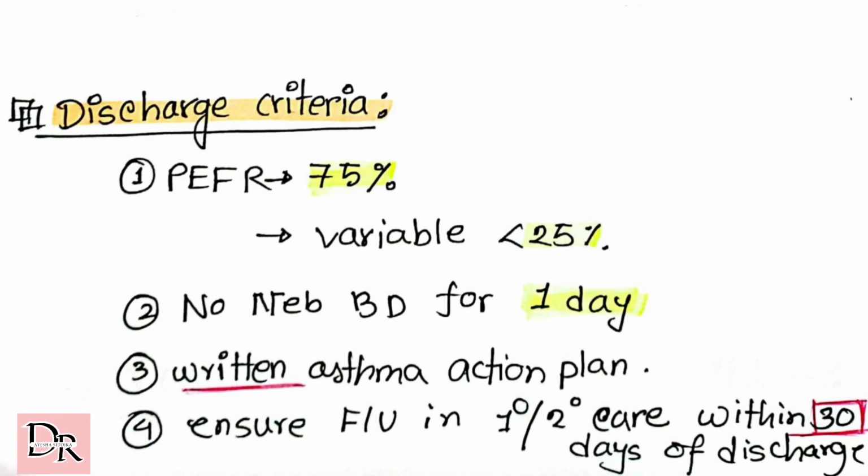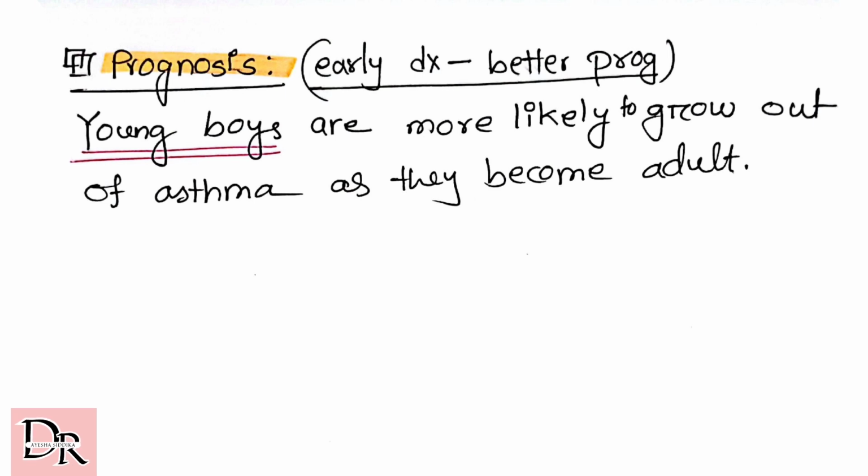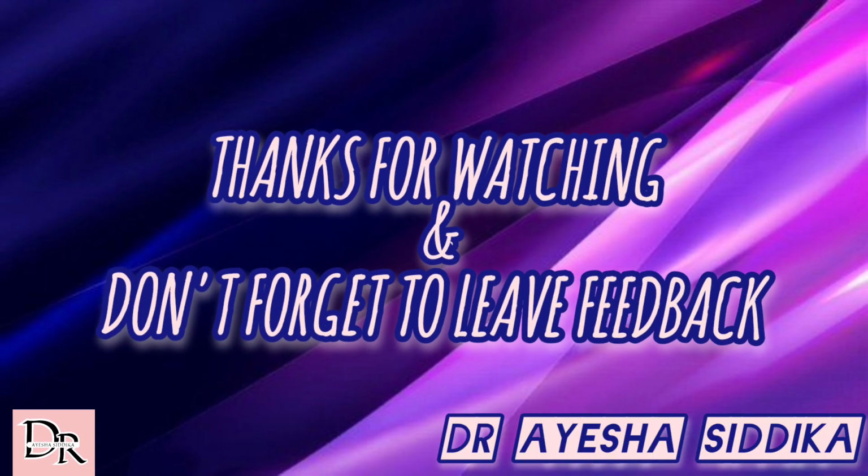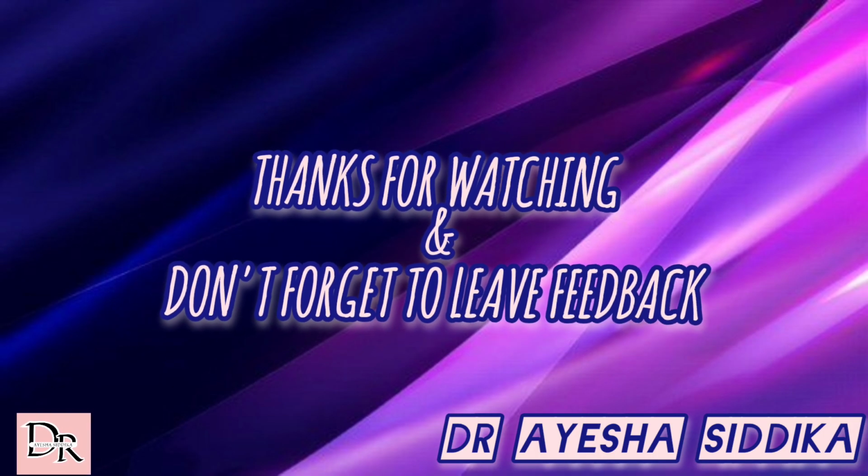Okay, what is the prognosis? Early diagnosis will lead to better prognosis, and we have already mentioned that in childhood it is more common in boys, and in adulthood it is more common in women. So young boys are more likely to grow out of asthma as they become adults. So this is it. We have already completed the management of chronic asthma and acute asthma.